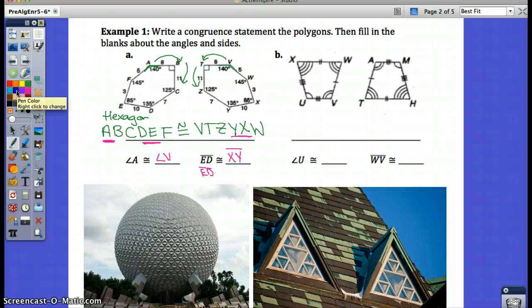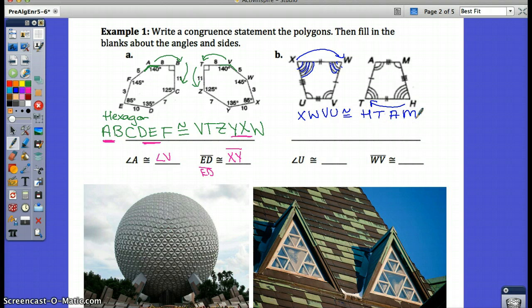So you can have a lot of different statements here. I started with X, X, W, V, U is congruent to. I went from X to W. I went from the 1, 2, 3, 4 marked angle to the 1, 2, 3. So over here, I'm going to start with the 4 mark angle and go to the 3. So it'd be H, T, and then I just keep going around A, M.